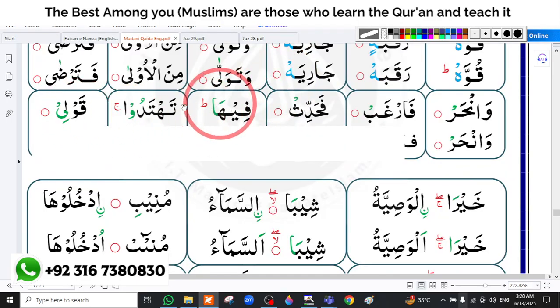These are the three letters of madda in the same line. So can you read this one with the pause? فيها تحسدوا So قولي you read the same. You didn't change anything. MashaAllah. All right, that's very nice.